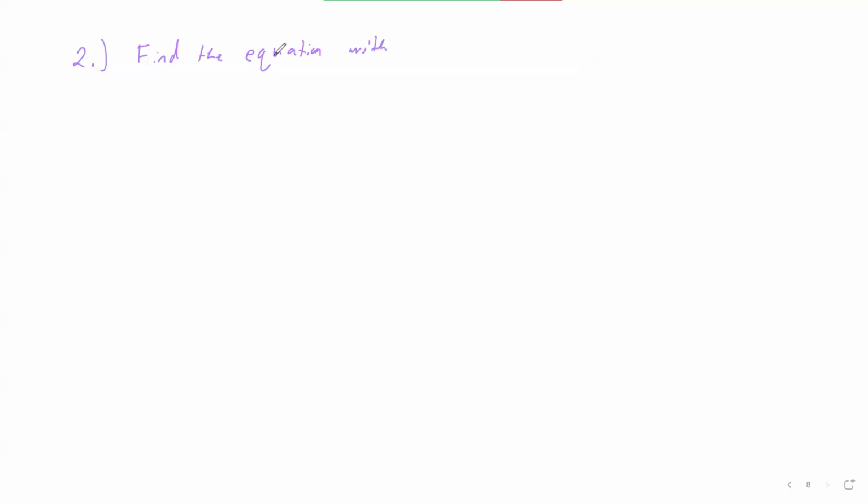So we're going to find the equation with a slope of -2/3 and goes through 3, 1. And then we'll also graph.